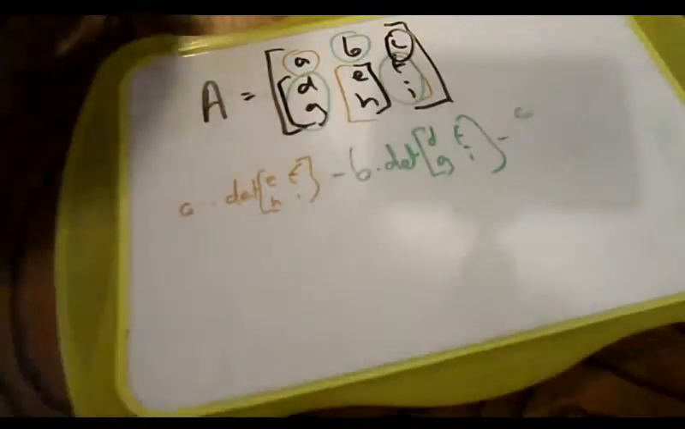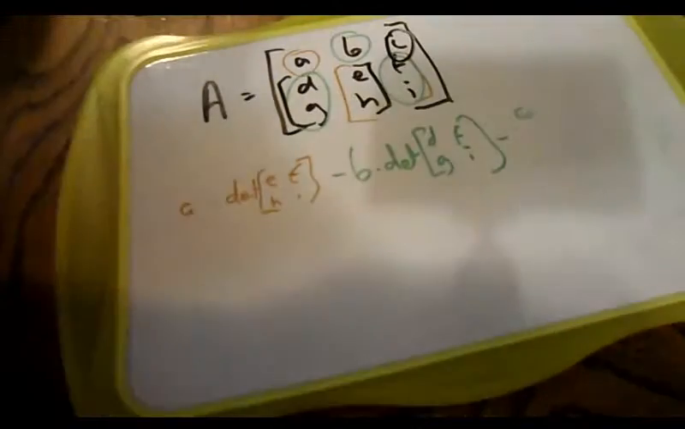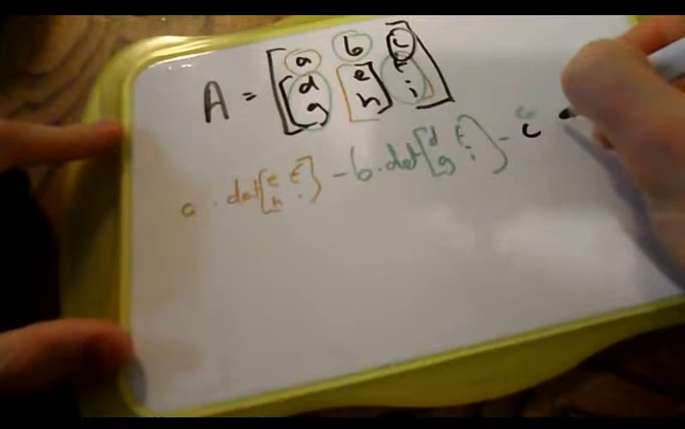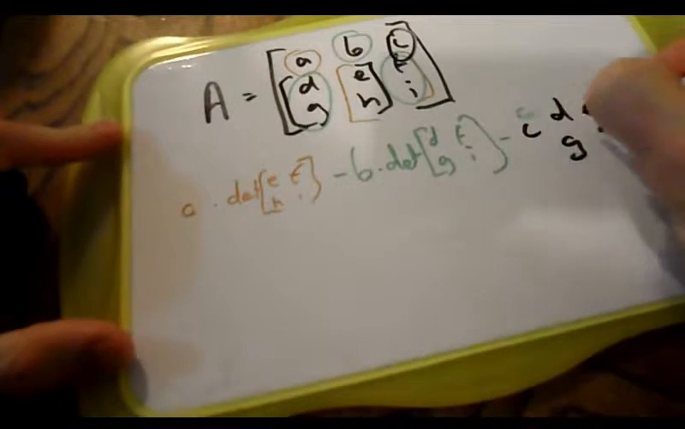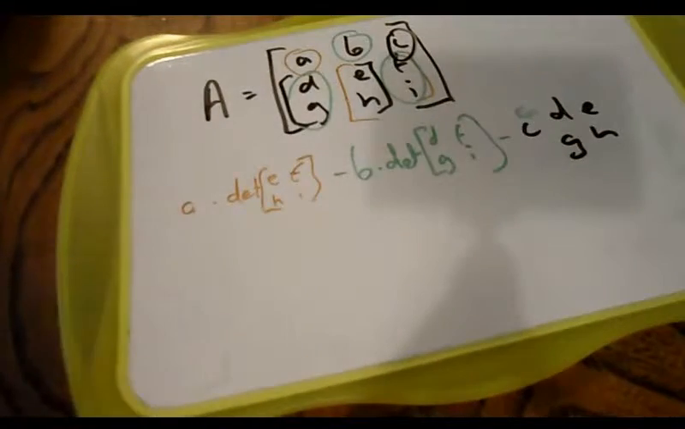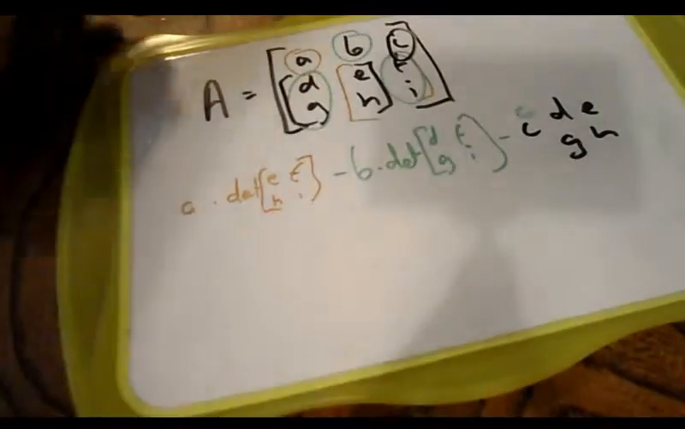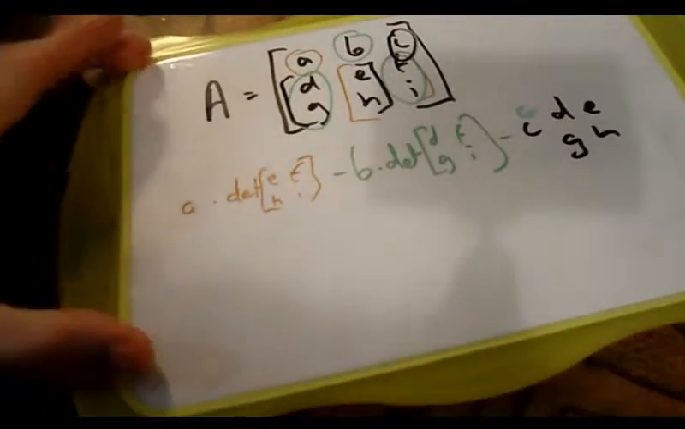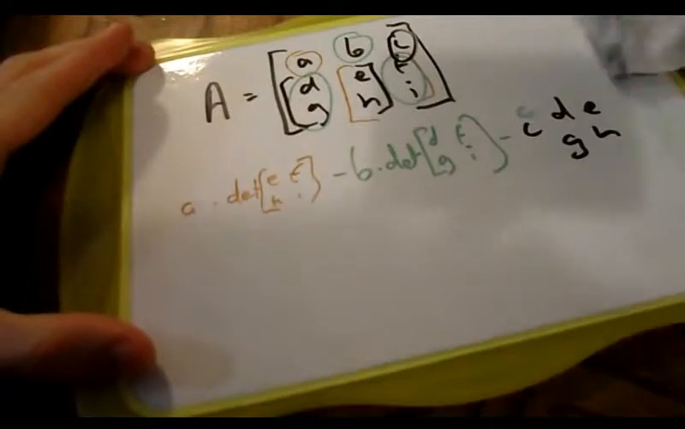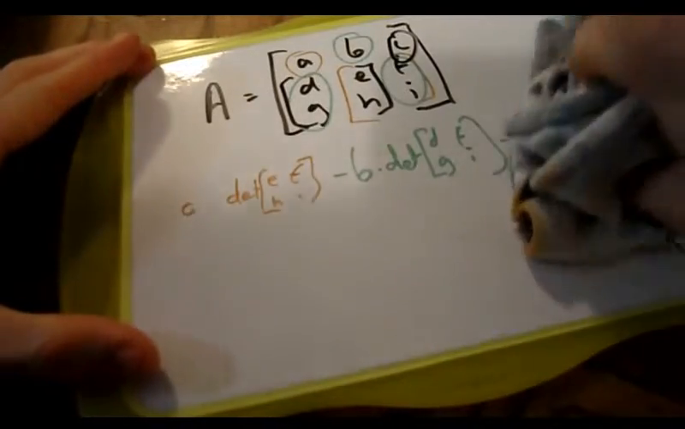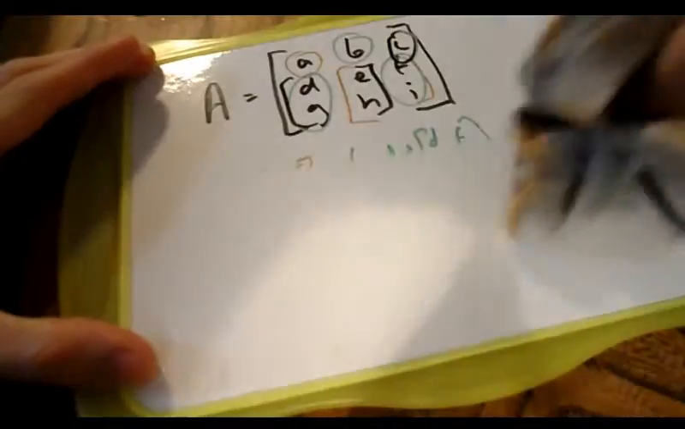Getting a little bit confusing there, but never mind. Times the determinant of D, E, G, H. Now we're going to use this idea of cycling along the top and splitting up the bottom in the method we're going to use to find the inverse.